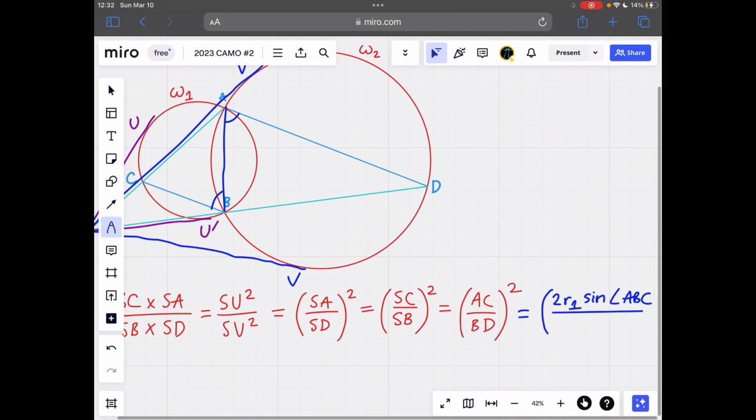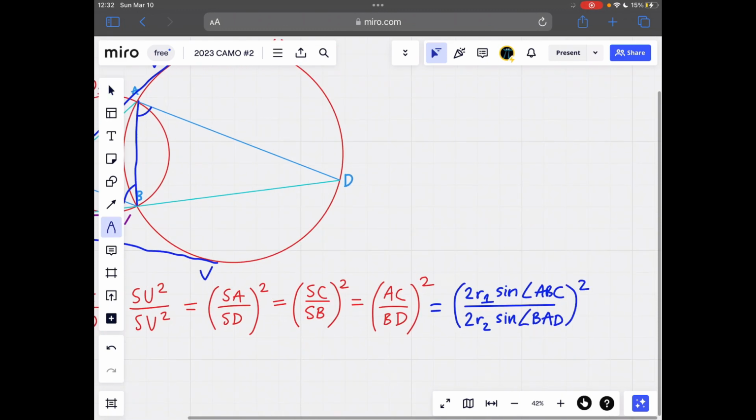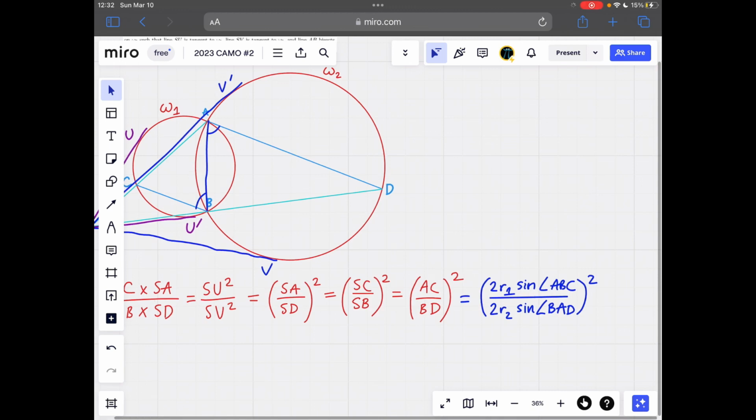And BD is equal to 2 times the radius of omega 2 times the sine of angle BAD. But these are the same angle because the lines are parallel. They're alternate interior angles. We can cancel the 2, cancel the equal angles, and this is just R1 over R2 squared. So SU over SV is equal to R1 over R2.